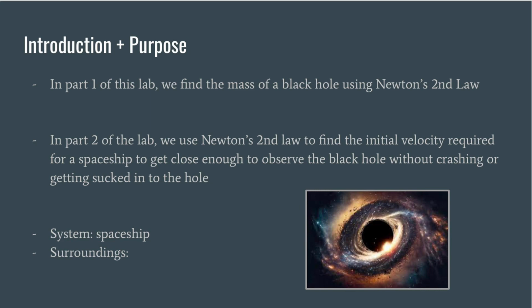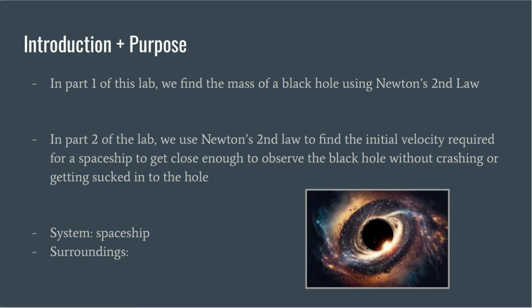The main results of the lab are that the mass of the black hole is 7.33 times 10 to the 43 kilograms, and that the initial velocity of the spaceship is negative 7.01 times 10 to the 6 in the x direction, and 9.45 times 10 to the 6 in the y direction. The system is the spaceship, and the surroundings are the black hole and the planet.